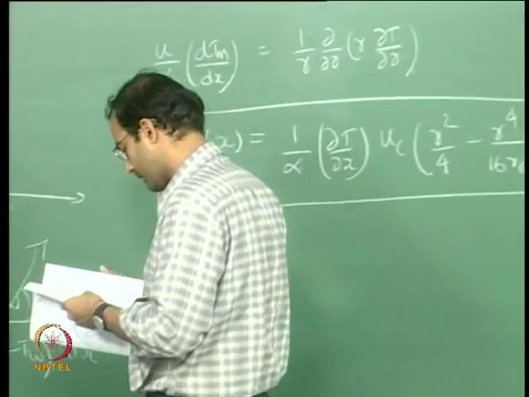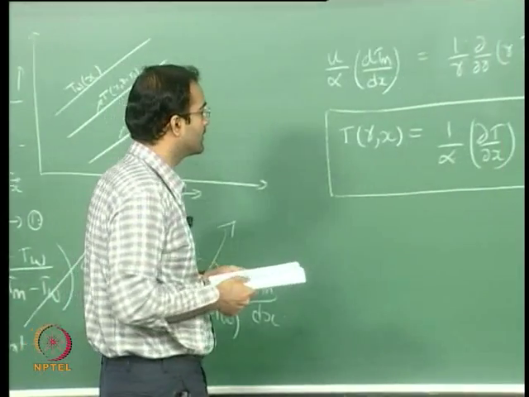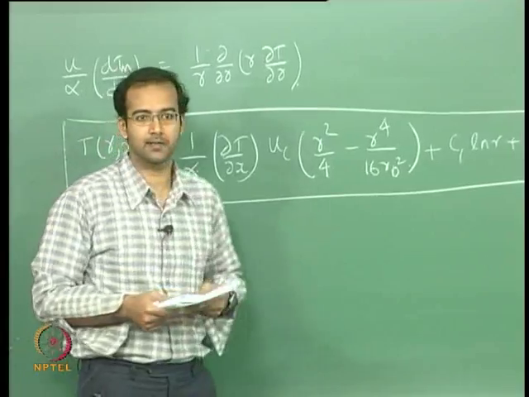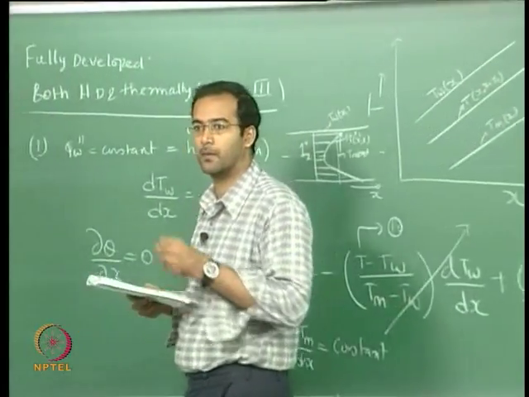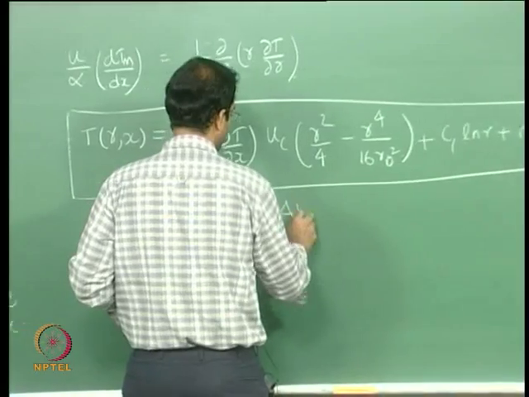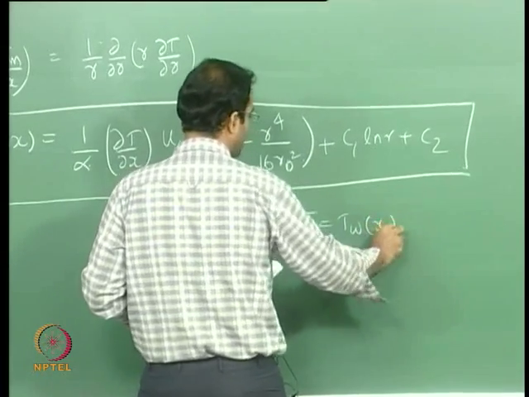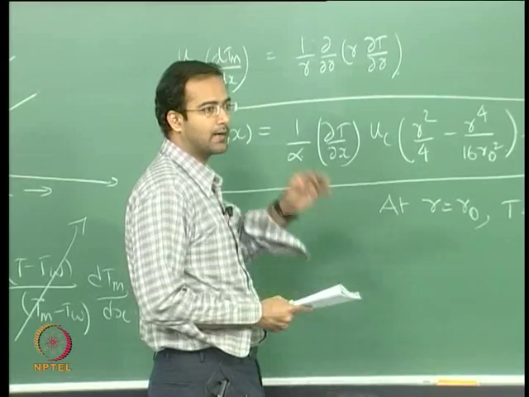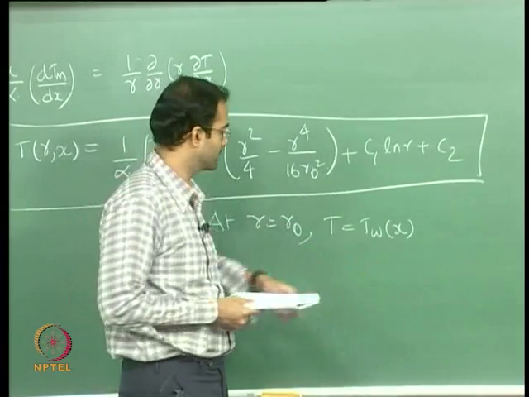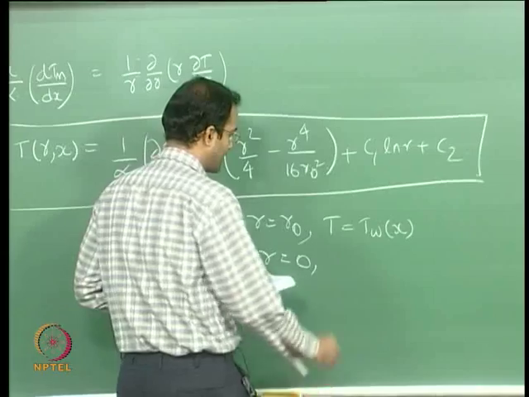So now we have to find the constants c1 and c2, and in order to do that we have to apply boundary conditions. Once again two boundary conditions are required, okay. So what are the two boundary conditions? At r equal to r naught, let us say the temperature is equal to some T wall, which is a function of x, okay. So if you want to apply at a particular axial location, there is a particular wall temperature which is a boundary condition, and at r equal to 0 the temperature has to be finite.